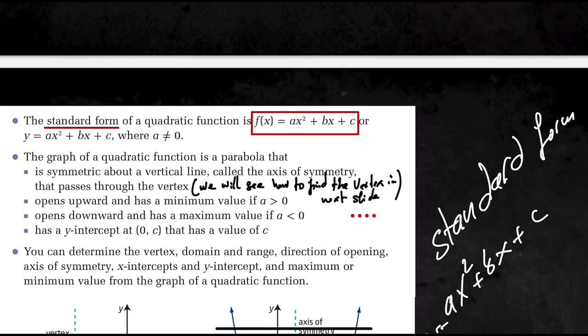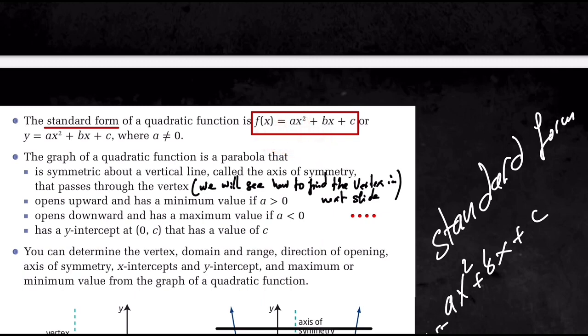However, for the standard form, you cannot see your vertex there directly. No, you cannot. You know it has a parabolic shape. You know your a, if it's positive, it will be looking up. If it's negative, it will be looking down. If it's between 0 and 1, your parabola will be widely open. If your a is greater than 1, your parabola will be smaller.